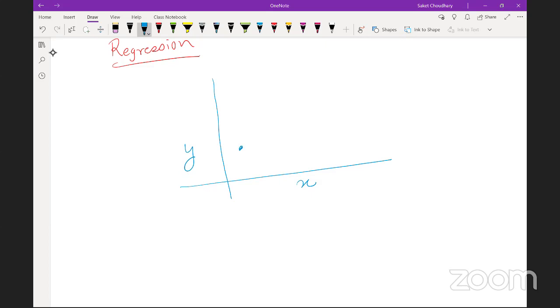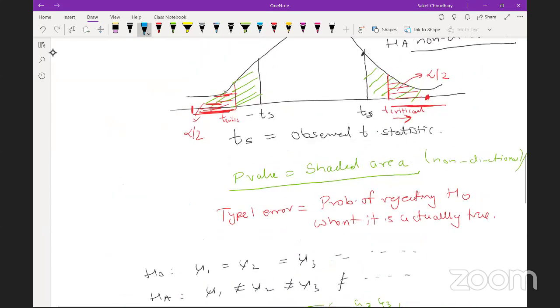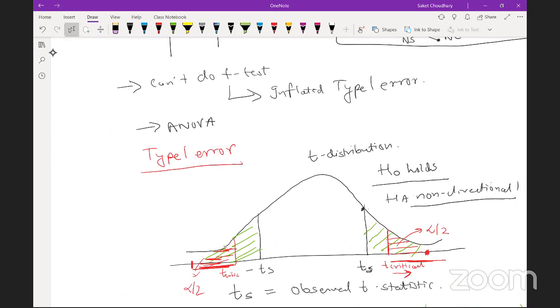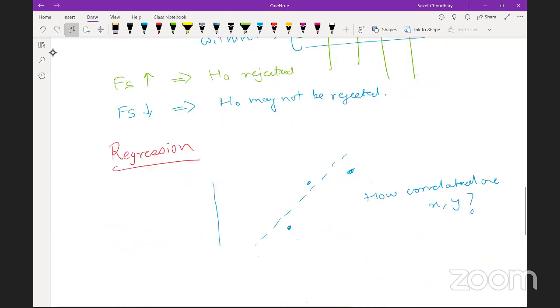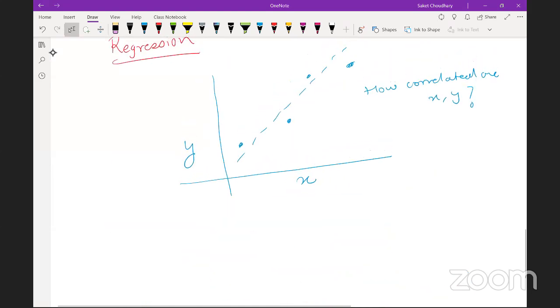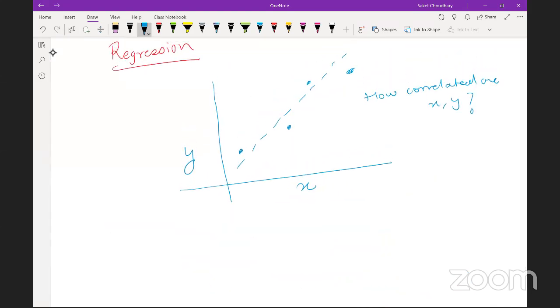And the way we are quantifying the similarity is how correlated X and Y are. So if you think about it, we are still working in the same domain. We have just twisted our question. Earlier, we were asking how different are these two groups. In regression, we are asking how similar are these two groups. And in order to be able to predict similarity, we talked about how correlated X and Y are.